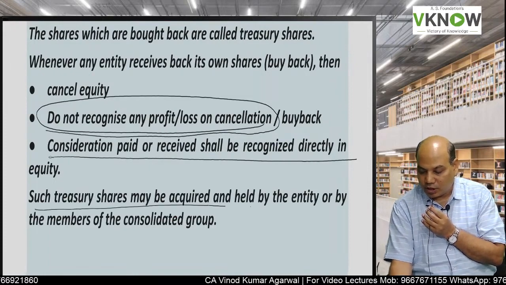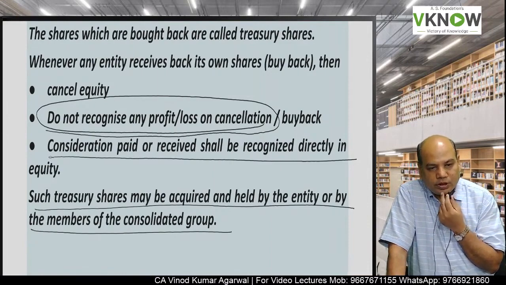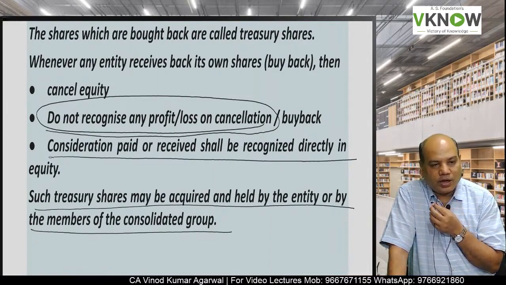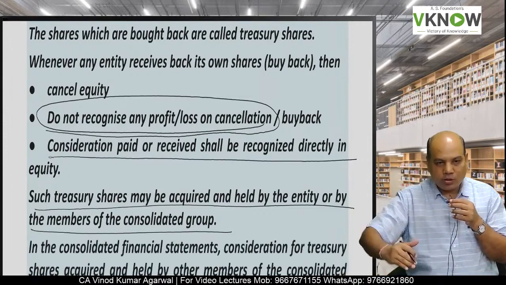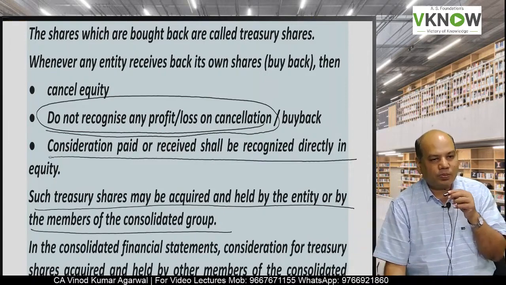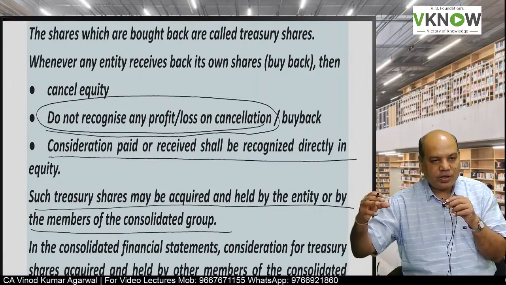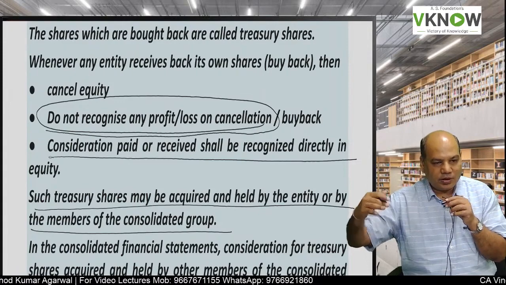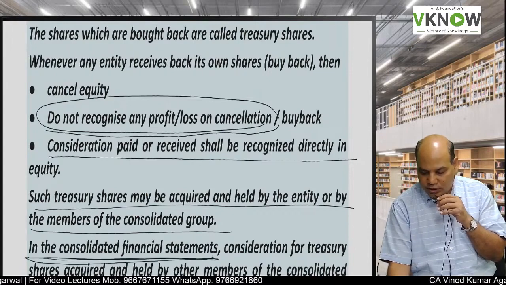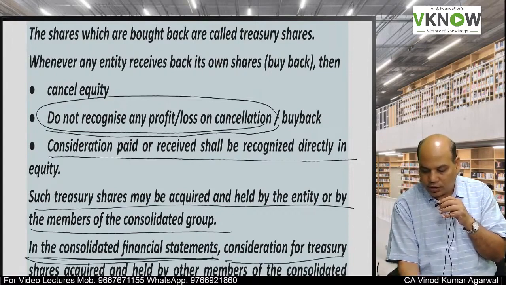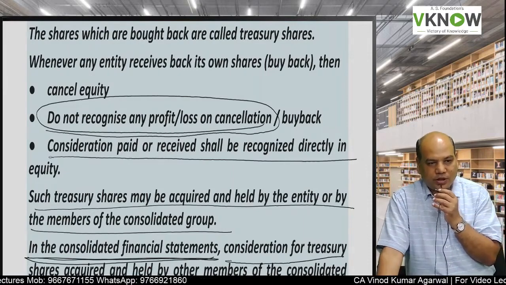Such treasury shares may be acquired and held by the entity or by the members of the consolidated group. Sometimes, one group member may acquire share in another group member. Then at the time of consolidation, they will be cancelled. The investment in the equity share will be cancelled and the share capital will also be cancelled. So while preparing consolidated financial statements, consideration for treasury shares acquired and held by other members of the consolidated group is deducted from equity.